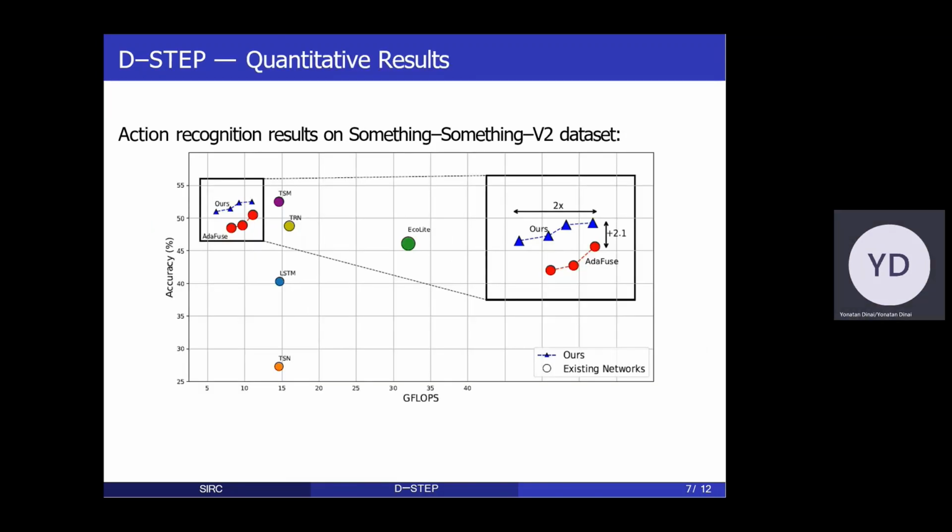This is a plot of the top 1 accuracy versus G-flops for different methods on the Something V2 dataset. As can be seen, different models trained with our approach achieve the same accuracy as state-of-the-art methods, such as TSM, with significant reduction in computation. Also, if we compare our different working points to other methods, as shown in the enlarged box, we can achieve an improvement of around 2% in accuracy for the same flops, or reduce flops by around 50% without loss in accuracy.